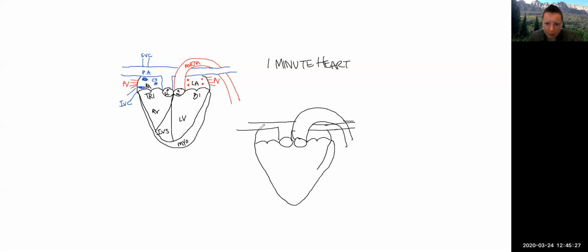It's a thick left wall and a thinner right wall. Got the interventricular septum. We've got the superior vena cava, the inferior vena cava, and the coronary sinus, and four pulmonary veins, two on the left and two over here on the right. And then we just go ahead and label everything.